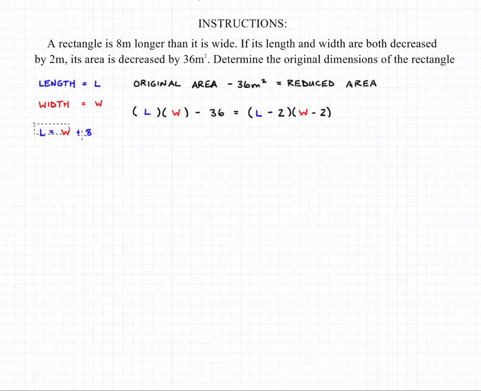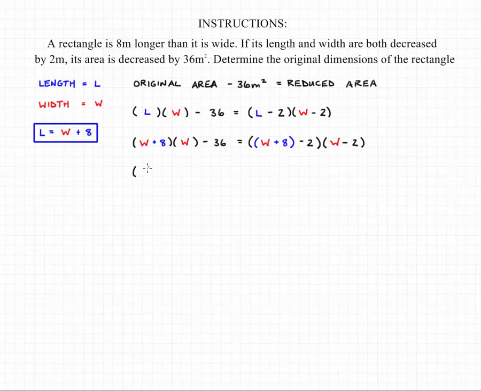Now we need to make a substitution because we can only solve an equation if we only have one variable in it. So we're going to substitute in W plus 8 everywhere we see L. That's going to eliminate the length variable and allow us to solve for the width. So we'll have W plus 8 times W minus 36 equals, and now we substitute in W plus 8 for L again on the right side of the equation. And so we have that W plus 8 minus 2 multiplied by W minus 2.